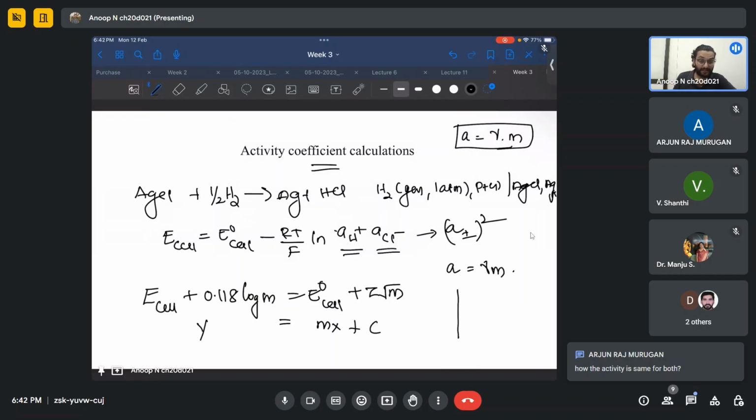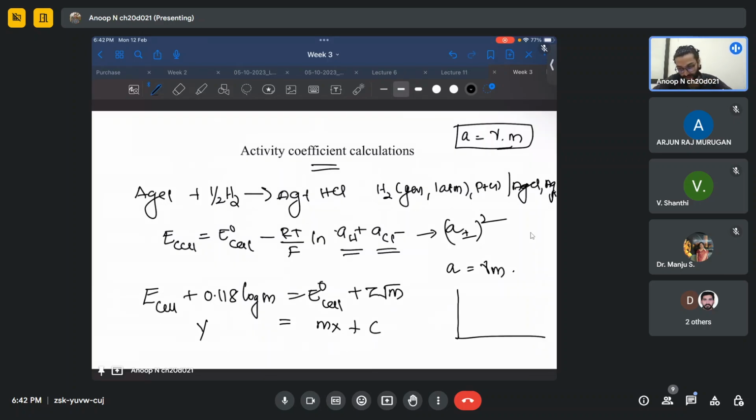Activity is not exactly equal here, this is actually what happened. It is a neutralized form solution, so we will take the activities as equal. That's why, for a dilute solution, we are taking that limiting case, and then we are deriving this expression.